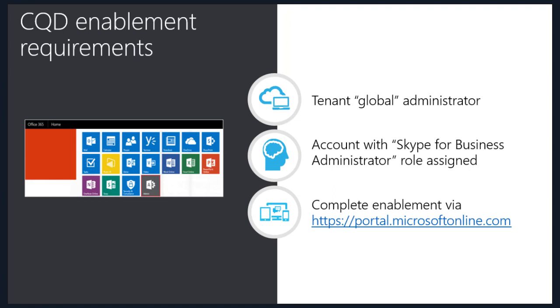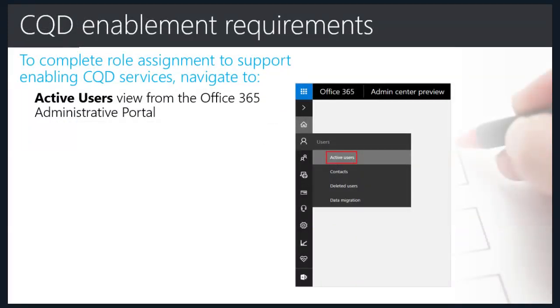In order to look at the next steps for proper permissioning to complete the enablement, you would log into the administrative portal supporting your tenant and then identify the user whose role membership you need to modify. To do that, you start by navigating to the active users view, again from within the Office 365 administrative portal. And then once you've identified the users you want to assign this role, you'll choose to modify that role with the Skype for Business Administrator setting.